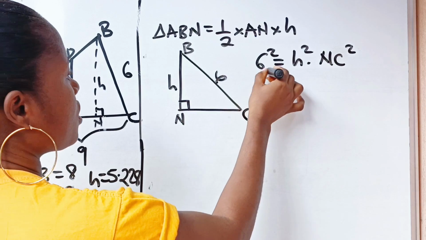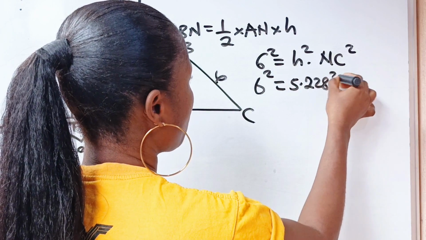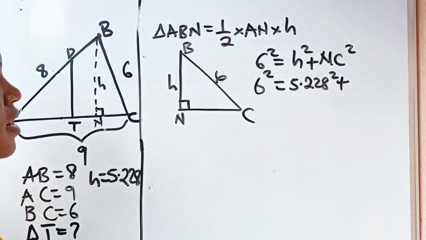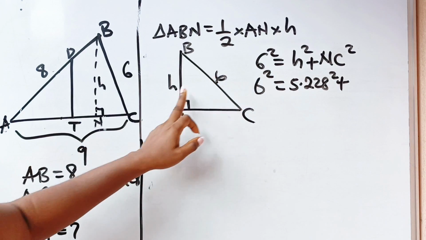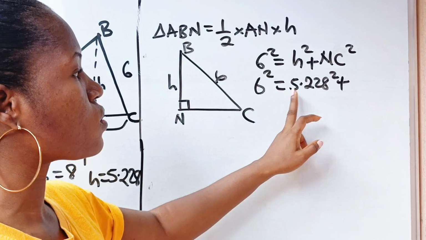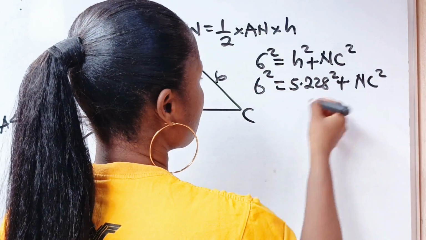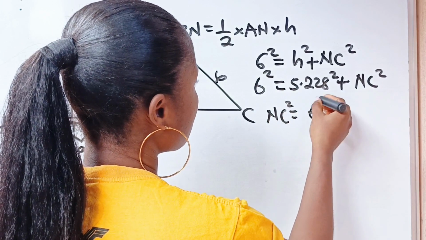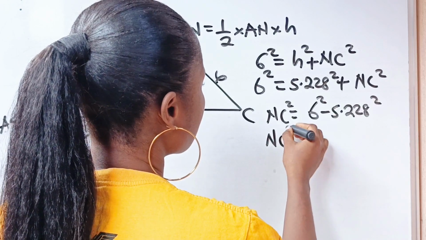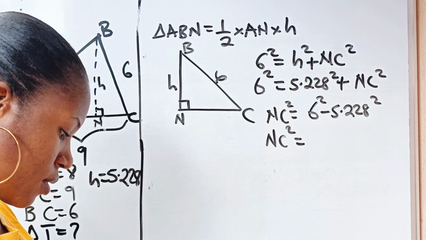But we have our H as 5.228. So 6 squared is equal to X squared plus NC squared. All right, so 6 squared is equal to 5.228 squared plus NC squared. So NC squared will be equal to 6 squared minus 5.228 squared. Let's solve that and see what we have.